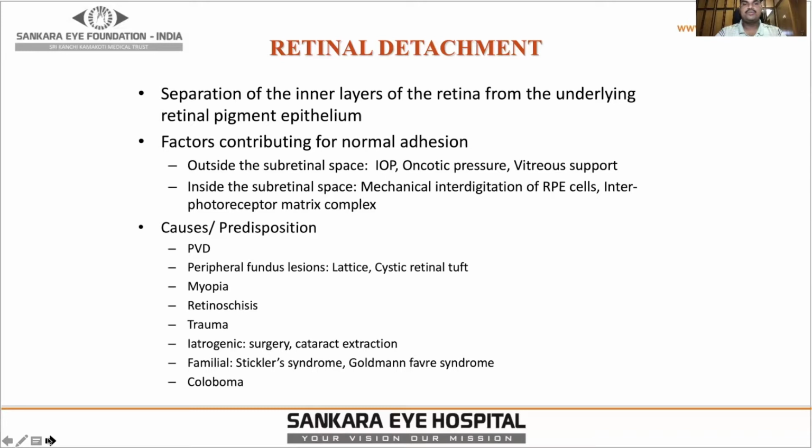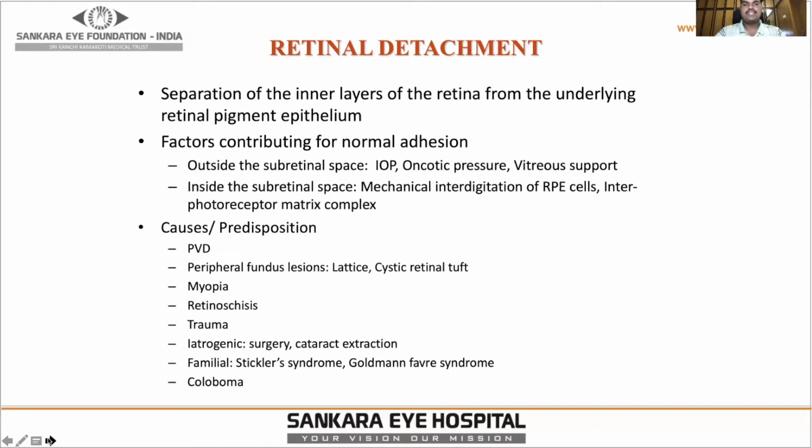There are two factors: one outside the subretinal space, which includes the intraocular pressure, the oncotic pressure, and the vitreous support, and inside the subretinal space, which includes mechanical interdigitation with the RPE cells and the interphotoreceptor matrix complex, which adhere to each other.